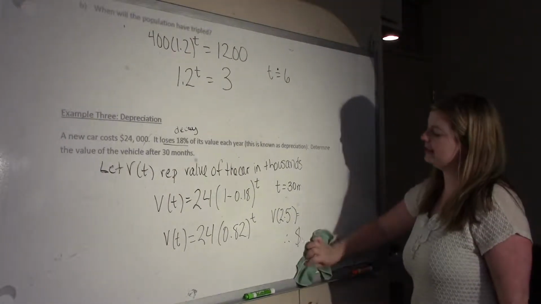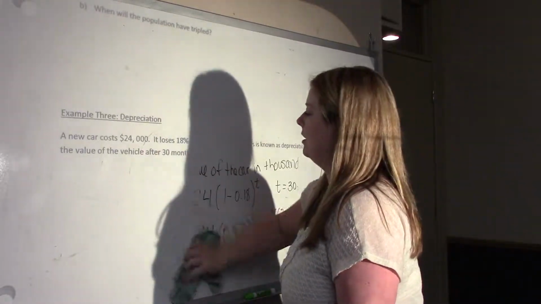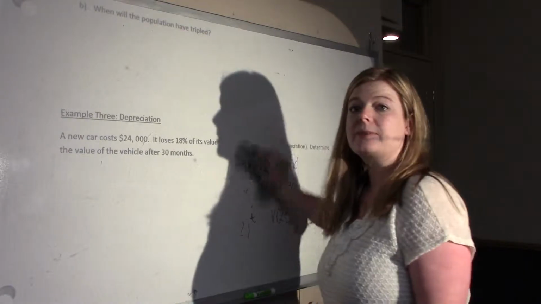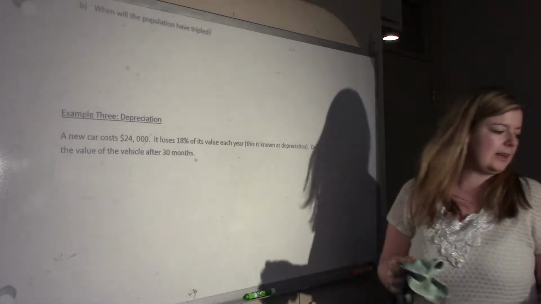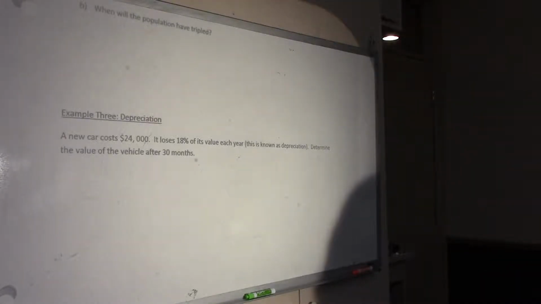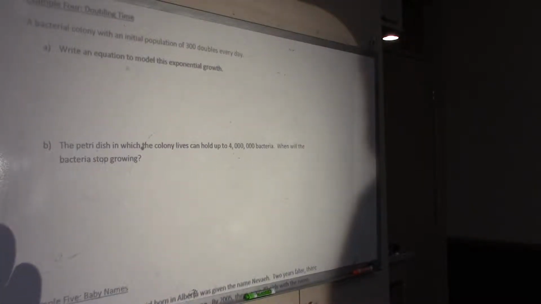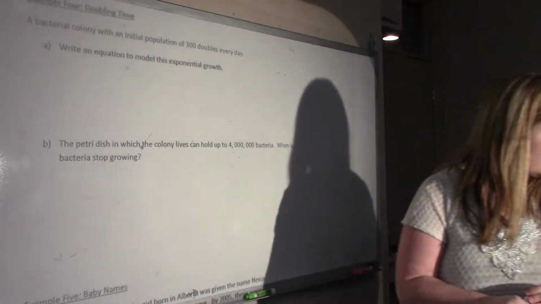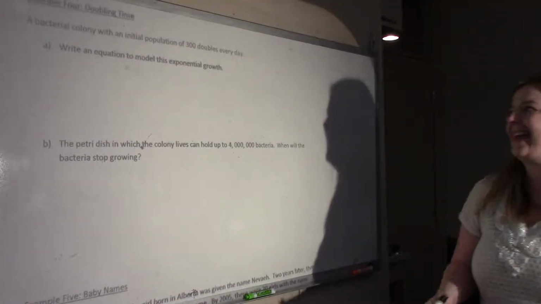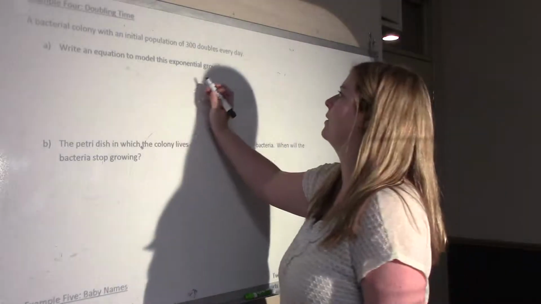Okay, our next example. We've done a half-life example, a growth example, and a decay example. The next one is a doubling time example, another very common application of exponential growth. A bacterial colony with an initial population of 300 doubles every day. So we want to model this exponential growth with an equation.